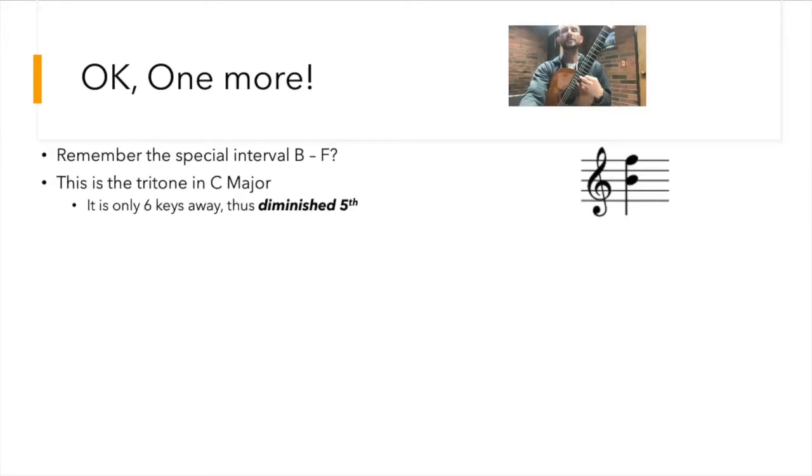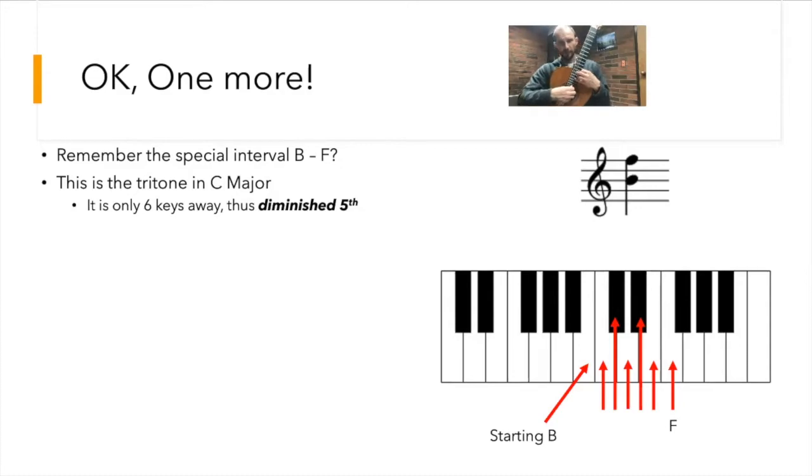And it's special because it's 6 keys away instead of 7, thus diminished. Perfect fifth, 7 keys. Diminished is smaller than a perfect fifth. And we can see that on the piano. There they are, the 6 keys that take us to F. Or if you want to do it up here, 1, 2, 3, 4, 5, 6, F.